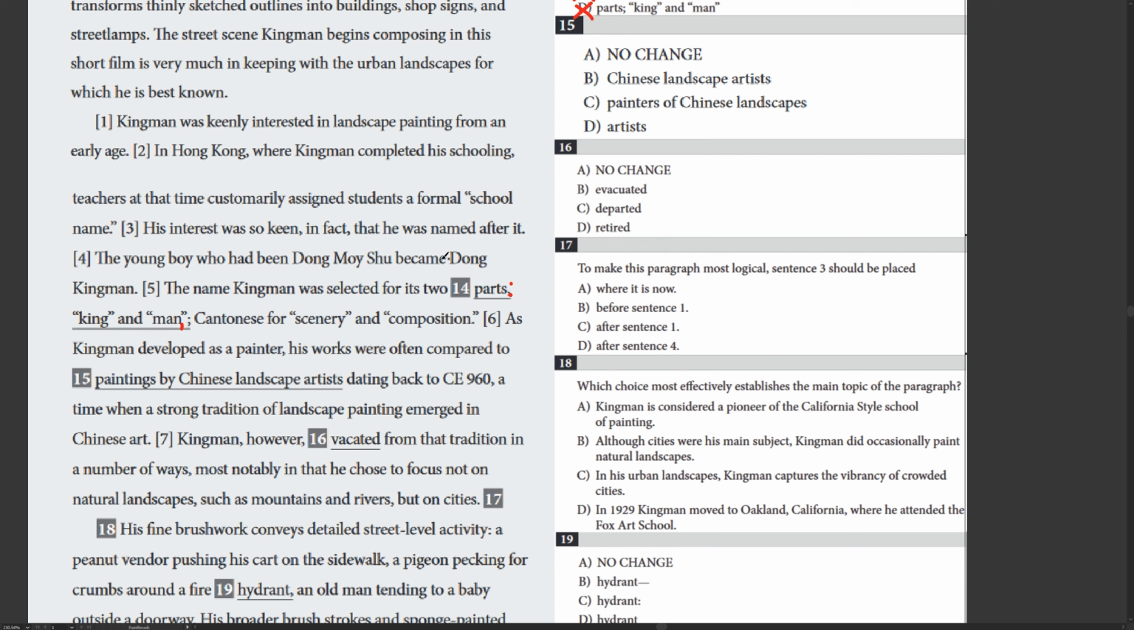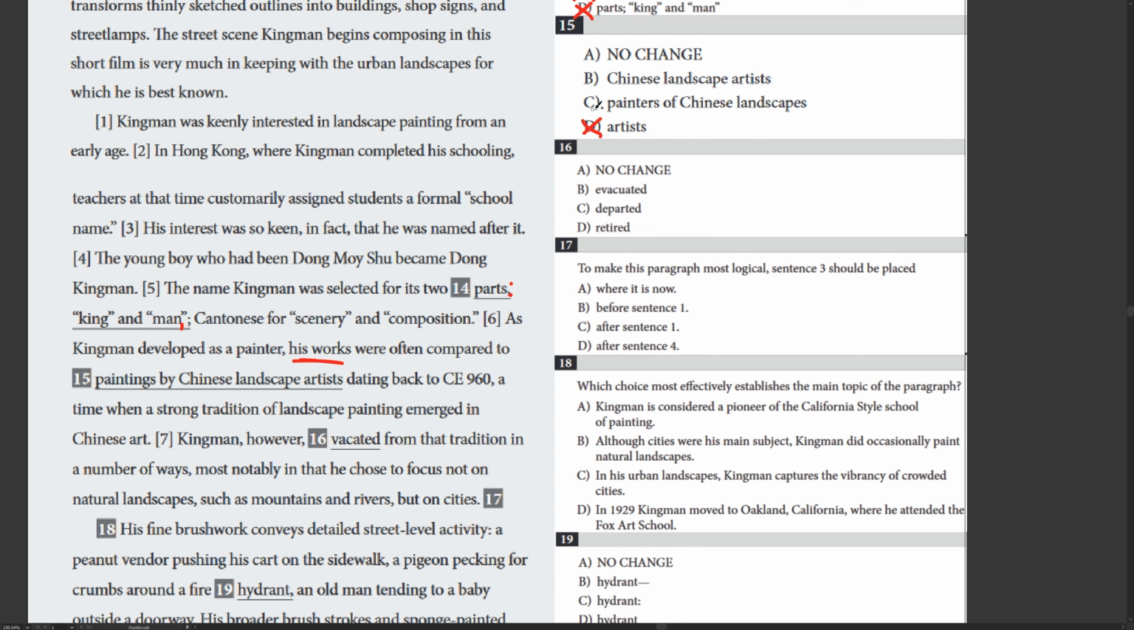That looks pretty good to me, but let's look at the other options. So we have D, artist. That's a bit too general, but we also have his works being compared to, not himself. So in that case, we can't really just describe the people, but we have to describe his work as well. So D is going to be incorrect.